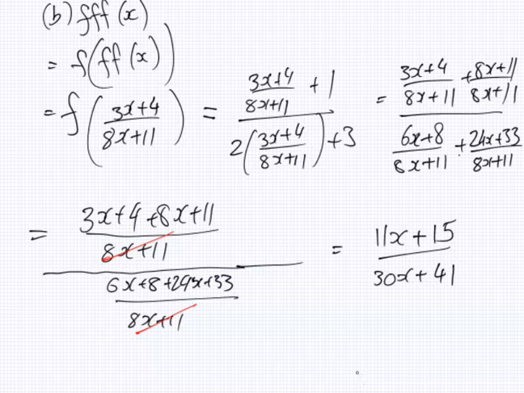Alright. So on the top we have this, and on the bottom we have this: 24x plus 33 over 8x plus 11. So again, those guys cancel, and you're left with 11x plus 15 over 30x plus 41. Is that what you said? Those numbers don't quite sound right. Is that what you said, really? Yeah. Alright.